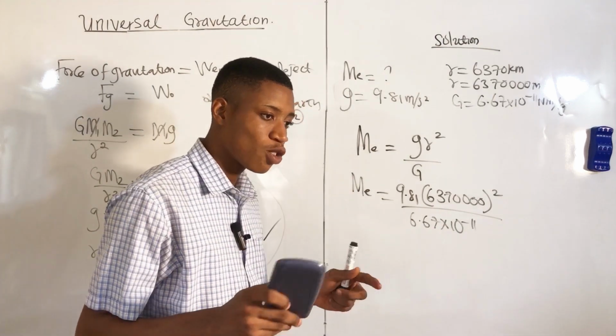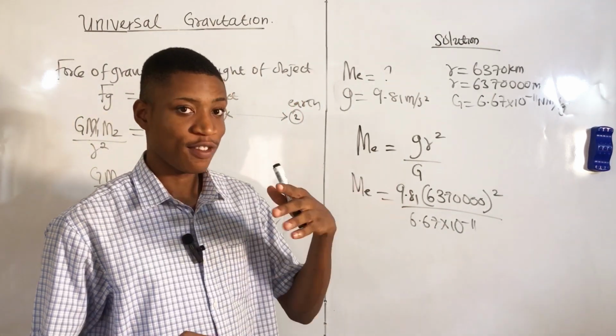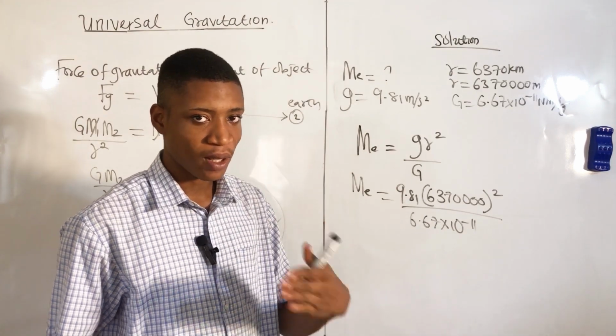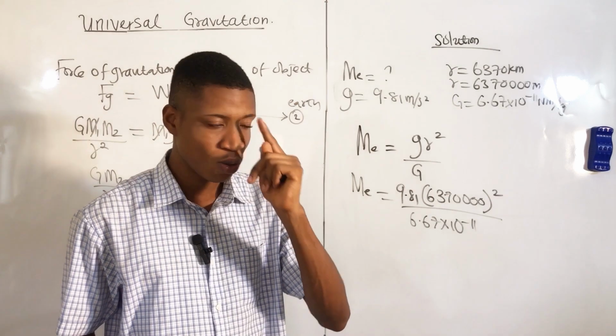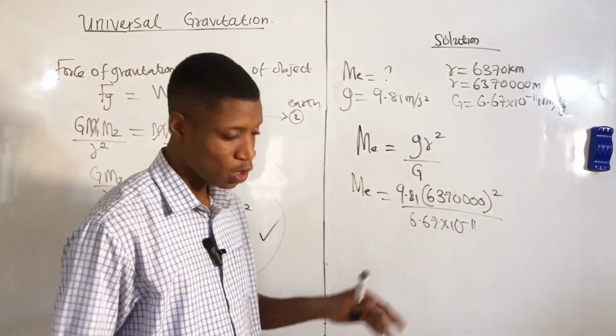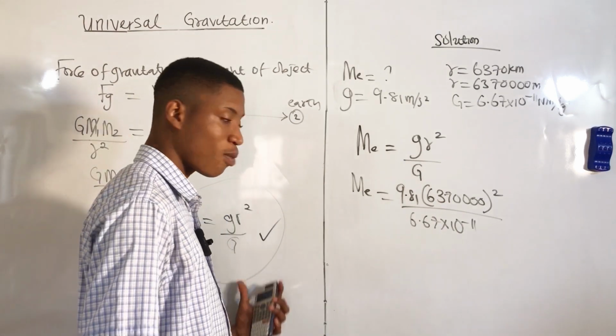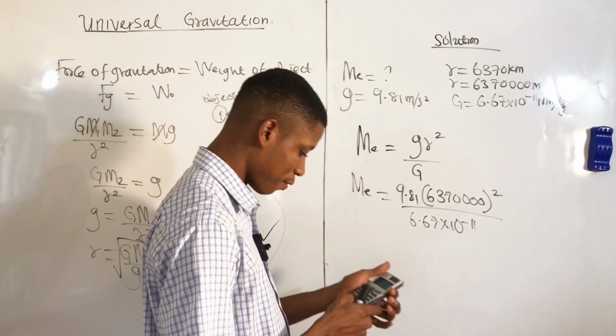And you should remember that we have been solving problems where we know the mass of the Earth as 5.972 times 10 to the power 24 kilogram. If you look at the previous problem we solved, we had that value. Now let's see if it gives us the same answer for the mass of the Earth using this formula. I hope that's understood. So let's punch this and let's see what we have.